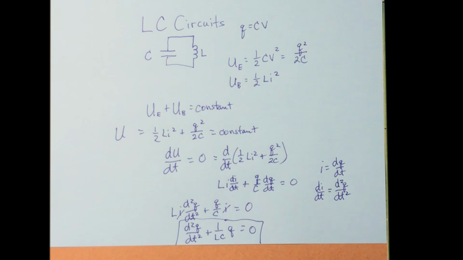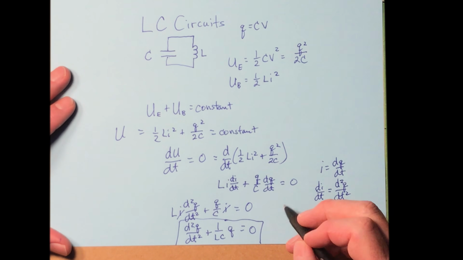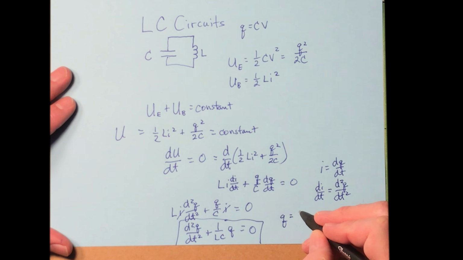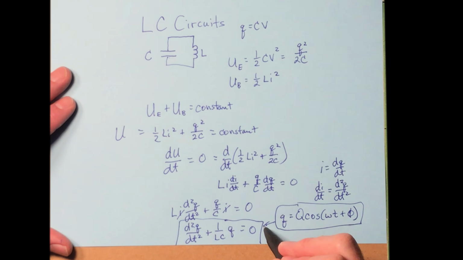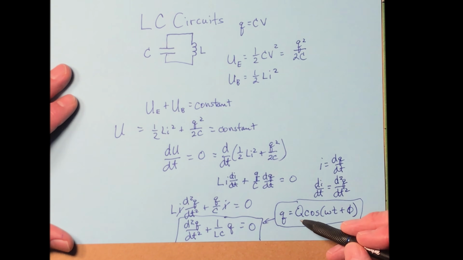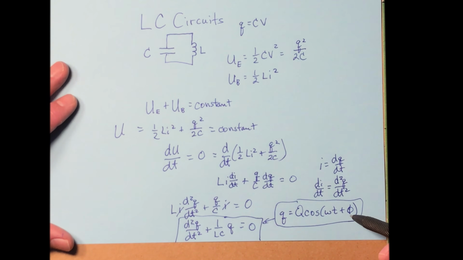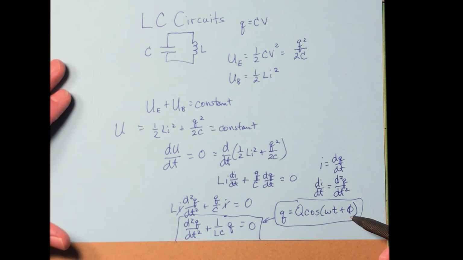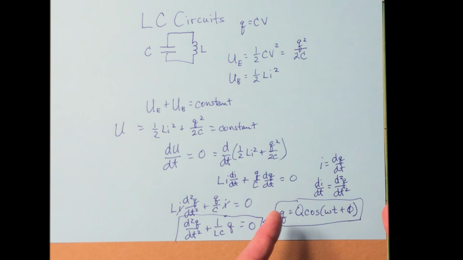There's another function that will work, and that is sines and cosines. Sines and cosines work. So if you take q equals some maximum value, big Q, times the cosine of omega t plus phi, there is the solution to that differential equation. In this case, big Q is the amplitude of the oscillation. Omega is the angular frequency, and that really controls how fast the cosine changes. And then phi is the phase angle. It's a phase constant that controls where in its phase the cosine starts or stops.